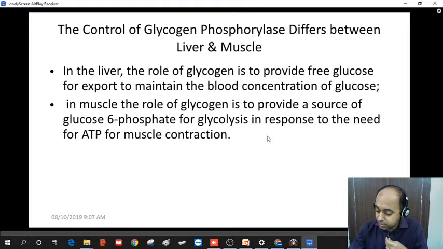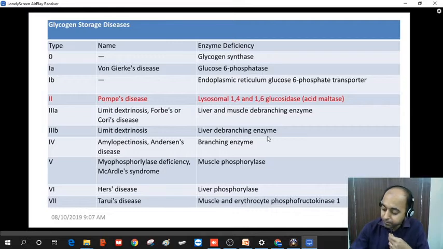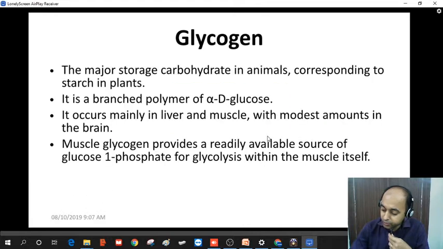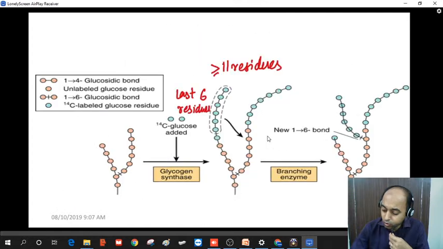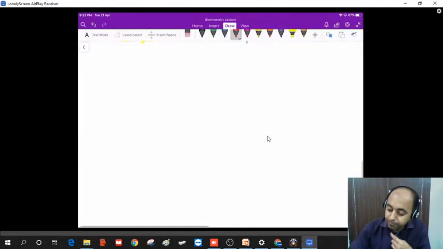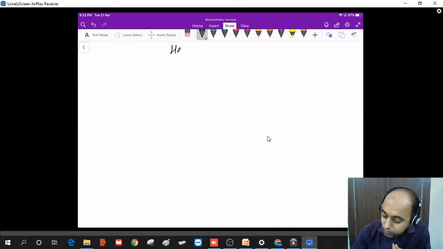We already talked about the difference in the glycogen phosphorylase at different levels. What I want to mention very quickly is the glucokinase. Why do we have the glucokinase and why not the hexokinase? Let's quickly compare the two. The hexokinase versus glucokinase.